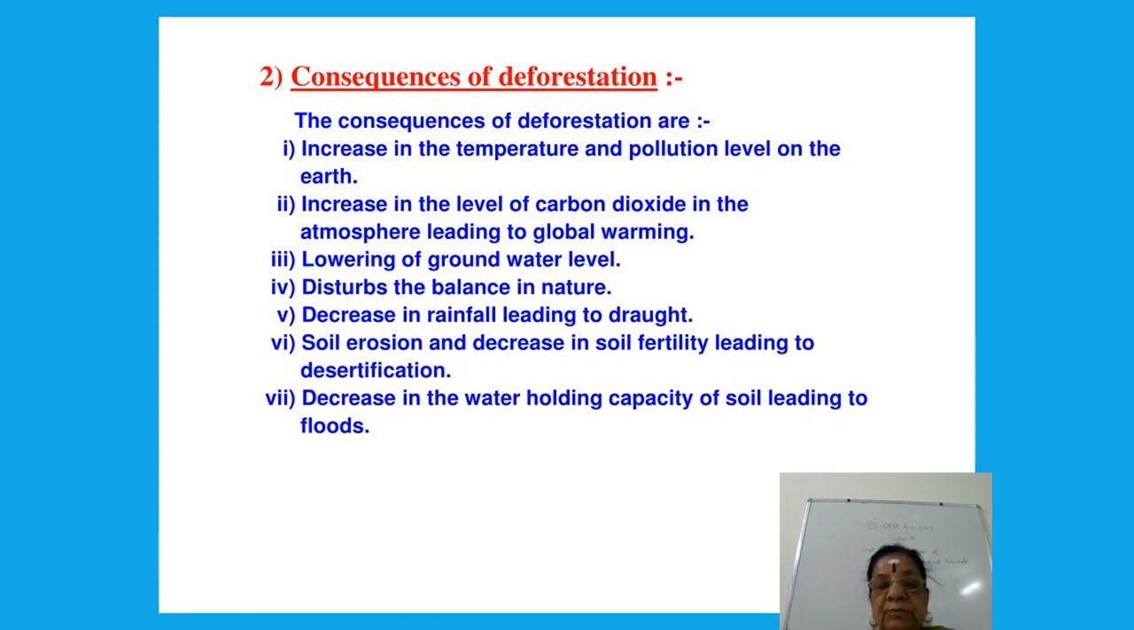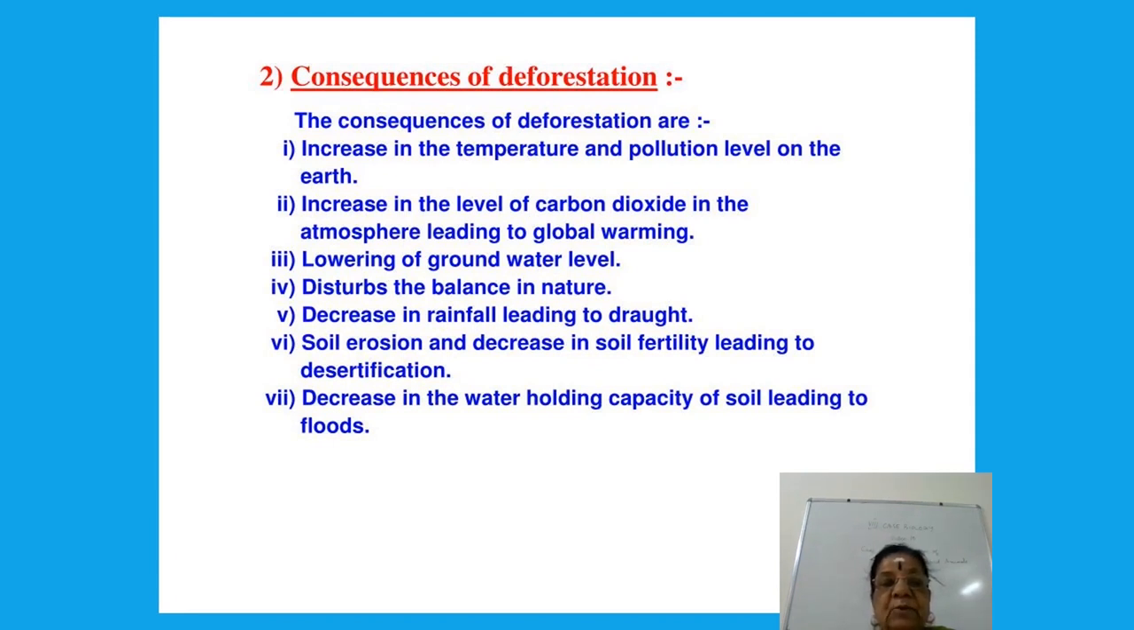Then lowering of groundwater level disturbs the balance in nature. Plants are the food producers, so those plants should be eaten by the primary consumers. If no trees are there, then there is no food for the herbivores. Thereby the first trophic level of the ecosystem is disturbed. The food chain is disturbed. That is, it disturbs the balance in nature.